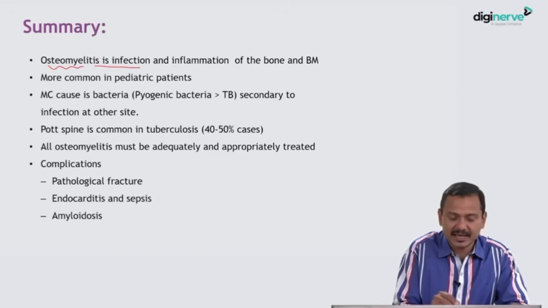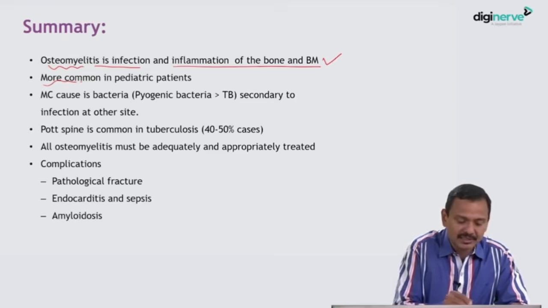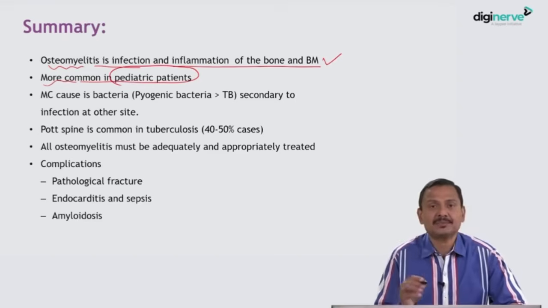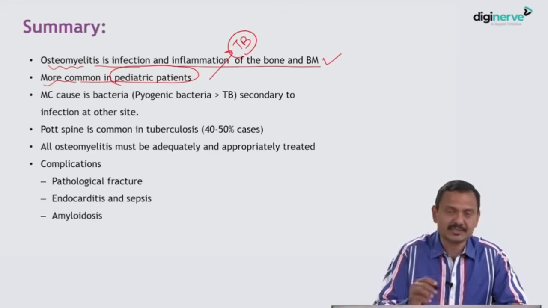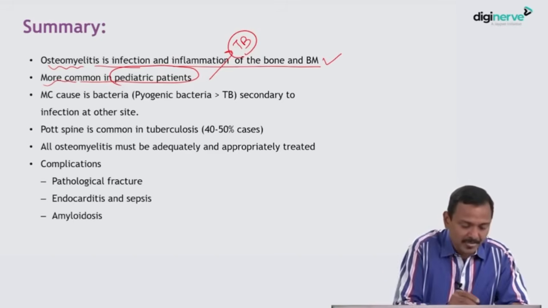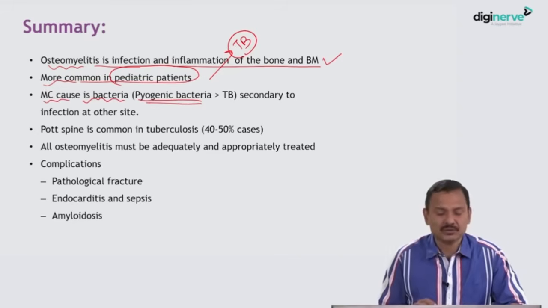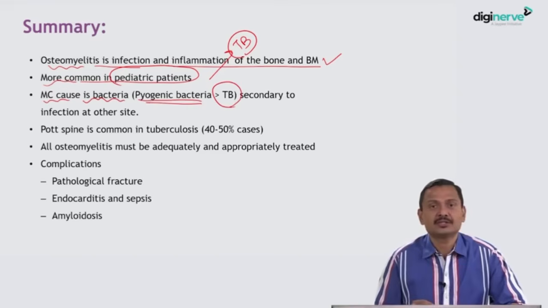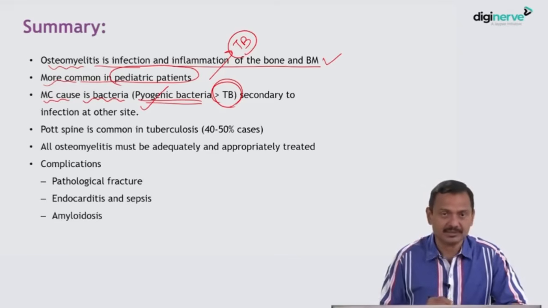Now we will summarize this session. Osteomyelitis is an infection and inflammation of the bone. You have to remember that. It is more common in pediatric patients, but can be rarely seen even in adults, especially tubercular osteomyelitis, which varies with age and is more seen in young and old age. Most common cause is pyogenic bacteria, Staphylococcus, which is more common than tuberculosis, though tuberculosis is common, but pyogenic is more common than TB.